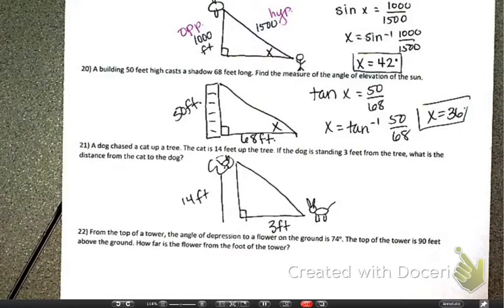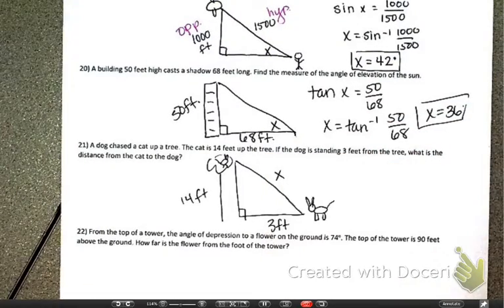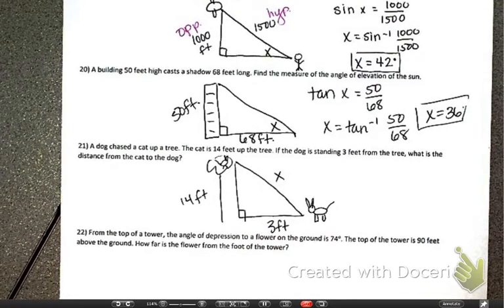So the cat is 14 feet up the tree. The dog is standing 3 feet from the tree. What is the distance from the cat to the dog? So I am looking for this distance here. We have a couple options. What was the first thing you thought of doing? Oh, you all thought of that right away?